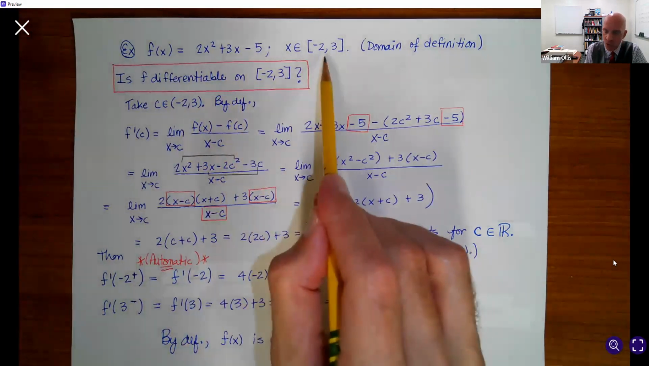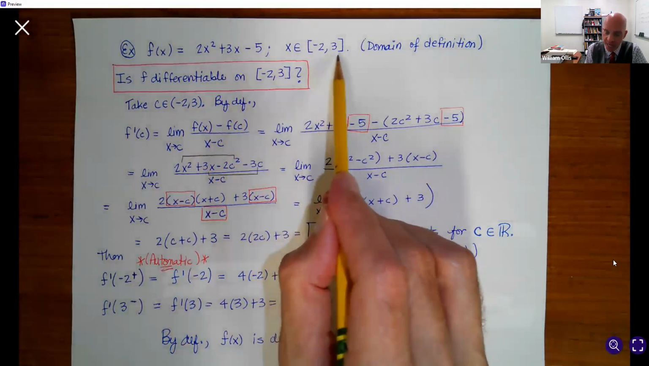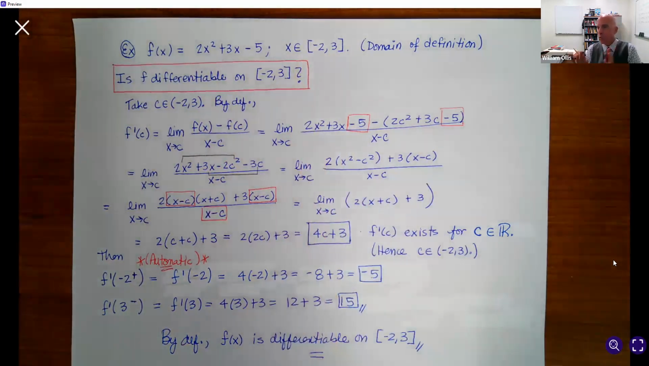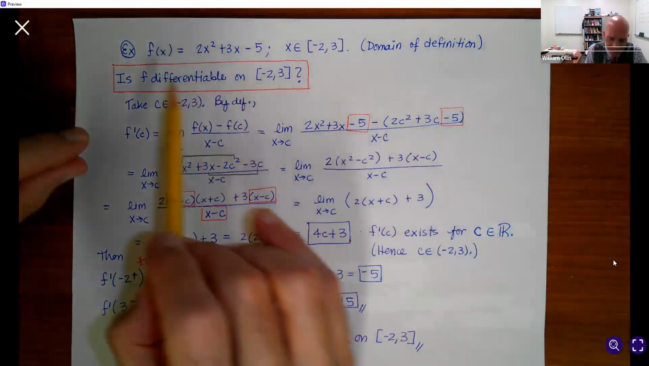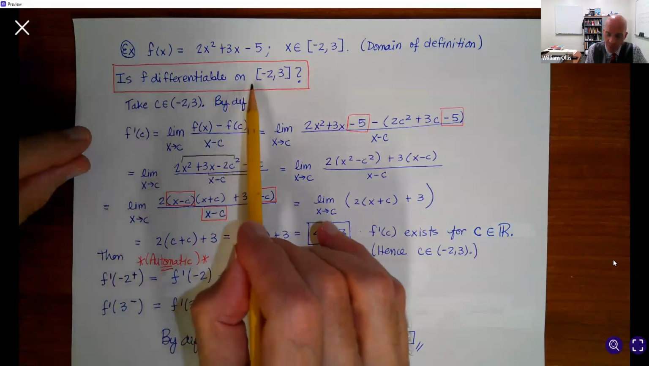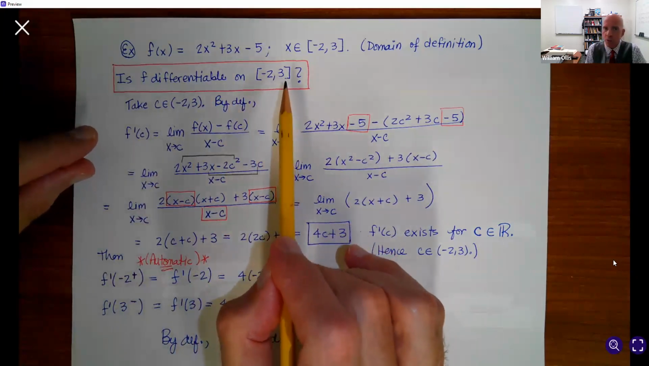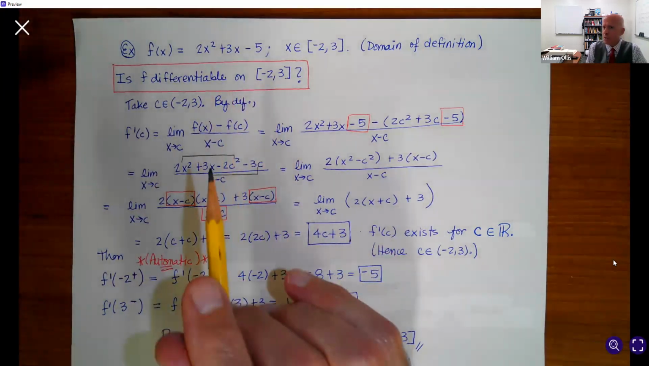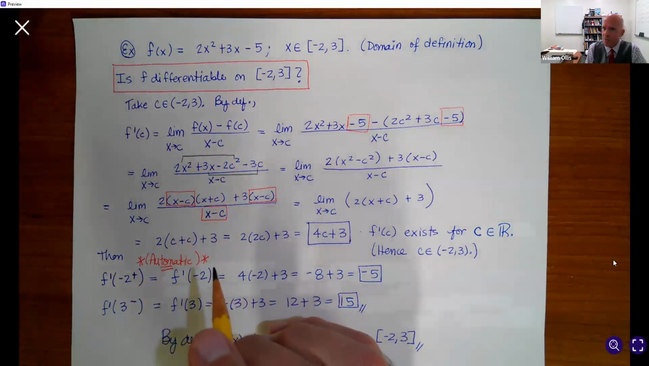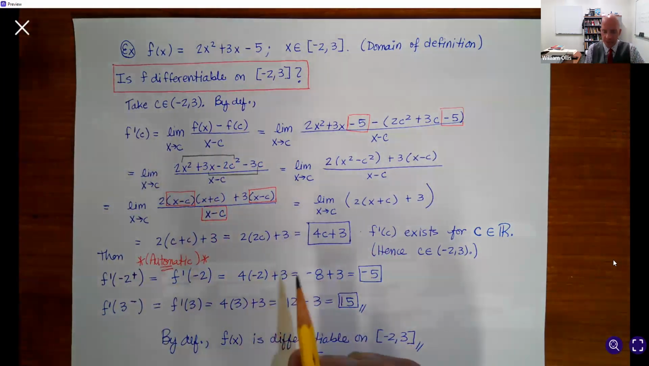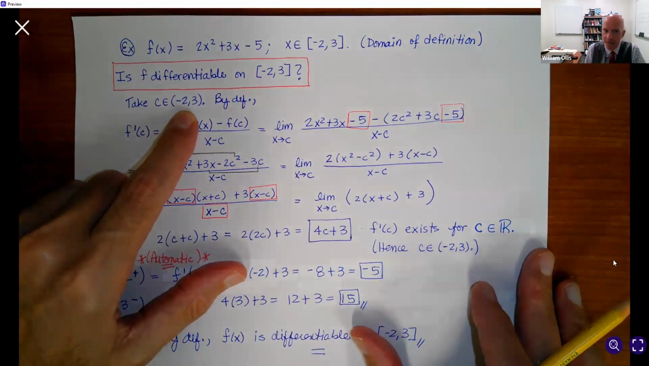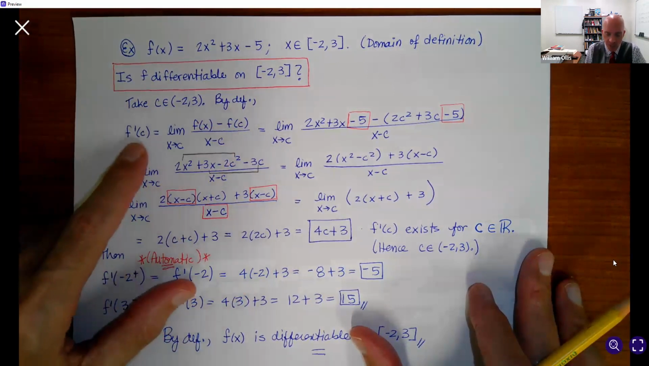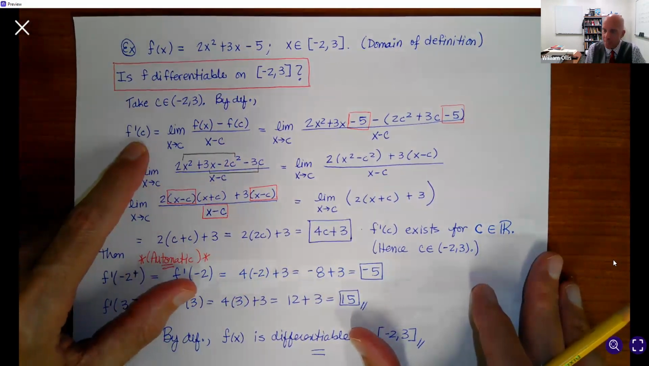And we're saying that our domain of definition is -2 to 3. So we're not restricting, or we're not just having this domain because that's the best we can do. I've just restricted it. And I said here, is f differentiable on the closed set? Well, you're thinking, this is a nice function. We should have a lot of derivatives here. So let's follow the definition. That is, first take c in the open set, -2 to 3. So by definition, we can compute f prime of c.